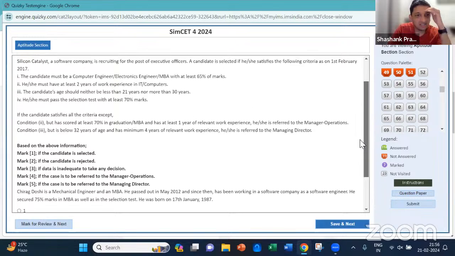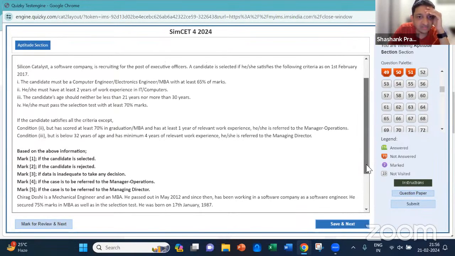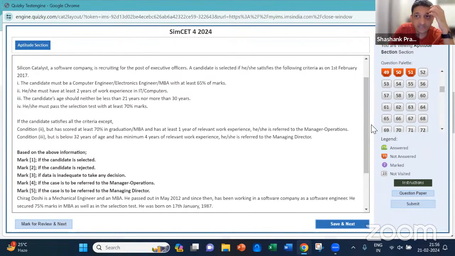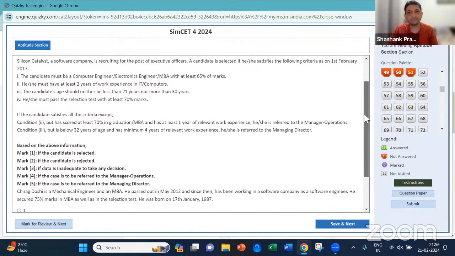Let's see. Chirag Doshi is a mechanical engineer with an MBA. He passed out in May 2012. 1st February 2017. Born on 17th July 1987.